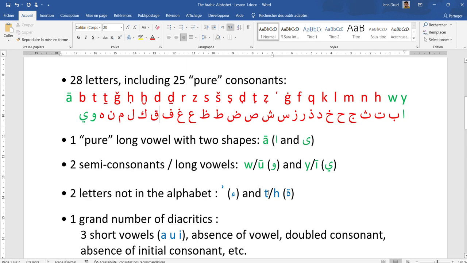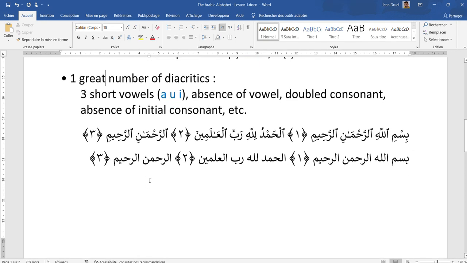It's either pronounced as a T or as an H, depending on the grammar. We will see this, and it's pretty simple. I mean, it seems complicated, but it's not. So these are the letters, those in the alphabet plus those added to the alphabet. And then we have a great number of diacritics, to note anything that is not those consonants or long vowels.